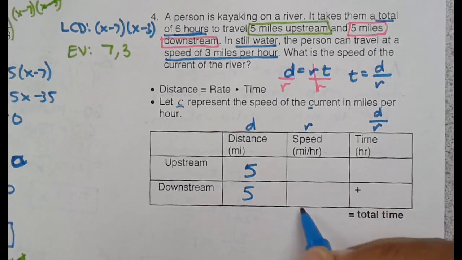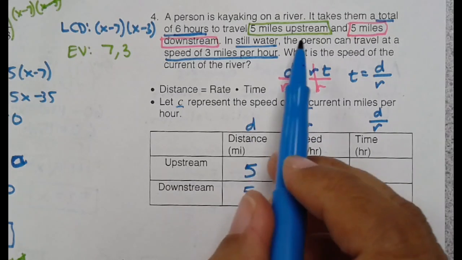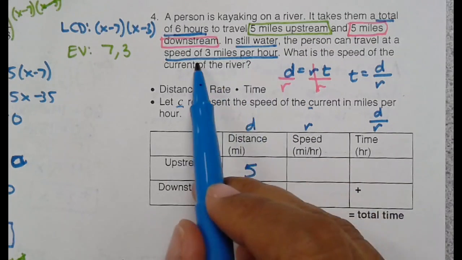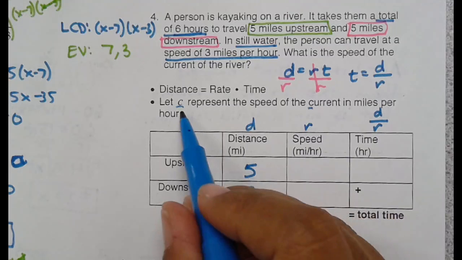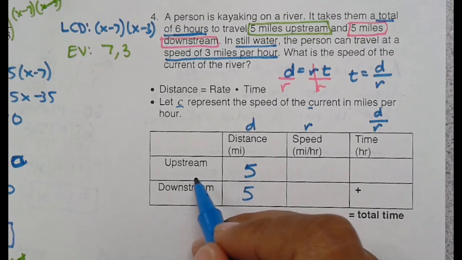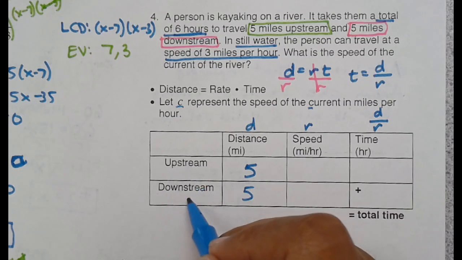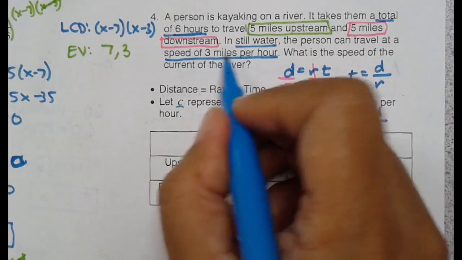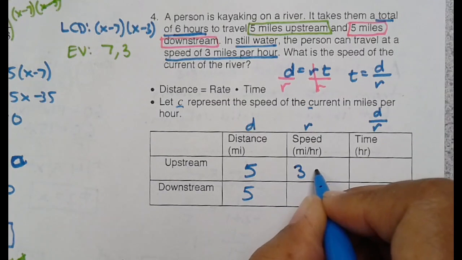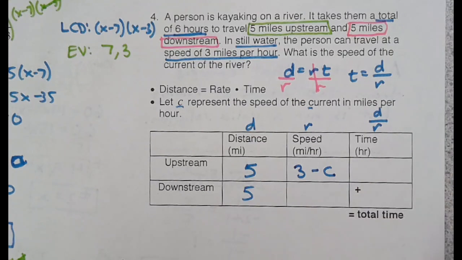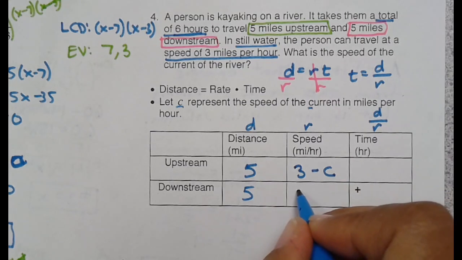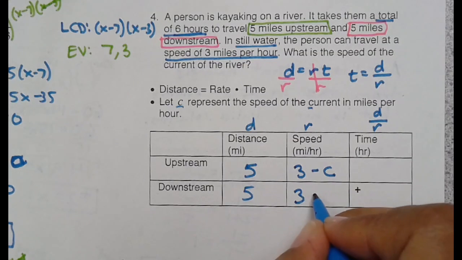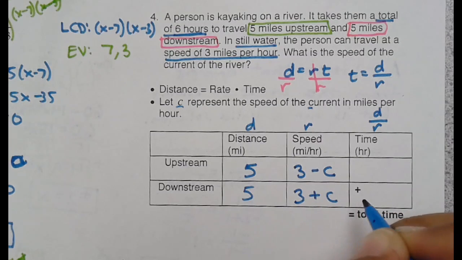Here's the part that's tricky. It's the speed. The speed is actually, we have it in still water, 3 miles per hour. But if you have a current and you're going upstream, you're going to actually go slower because you're going against the current. Whereas downstream, you're going to go faster because you're going with the current. So we have to take that into consideration. Still water is 3, but you're going to have to subtract the current because it's going against you upstream. Your speed is 3, but when you're going downstream, you're going with the current, so it's going to push you along to go faster.